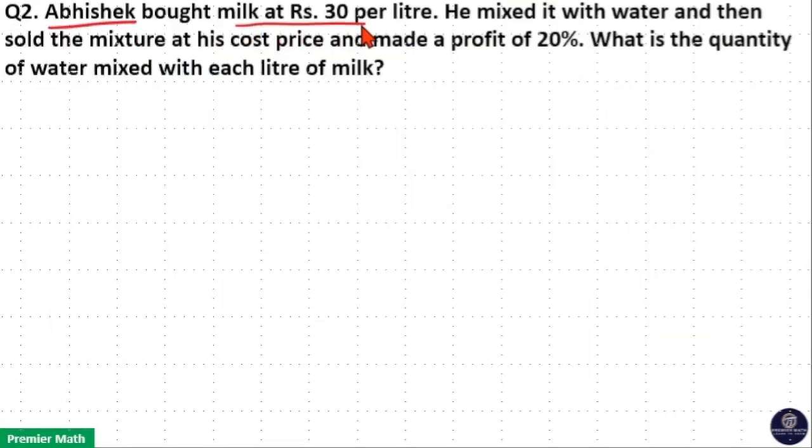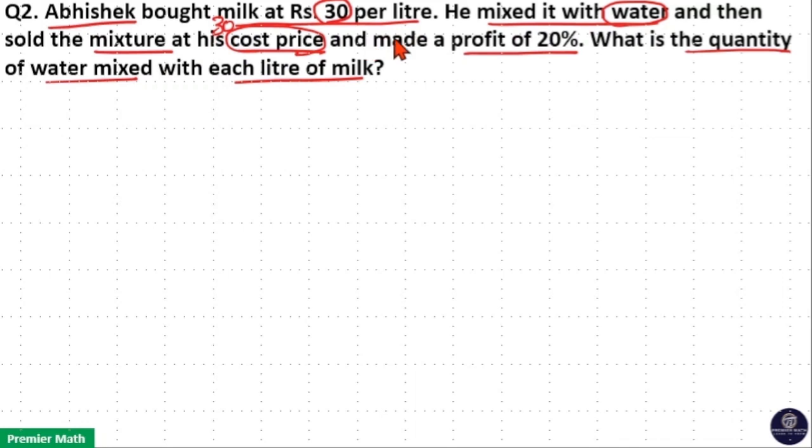Abhishek bought milk at rupees 30 per litre and he mixed it with water, then sold the mixture at his cost price and made a profit of 20%. What is the quantity of water mixed with each liter of milk? Here, Abhishek bought 1 liter of milk at 30 rupees. Then he mixed it with water and sold this mixture at cost price, meaning at 30 rupees, and made a profit of 20%. Here 30 cancels, which means this 20% profit comes from the amount of water added. That is, this 20% reflects the water quantity.